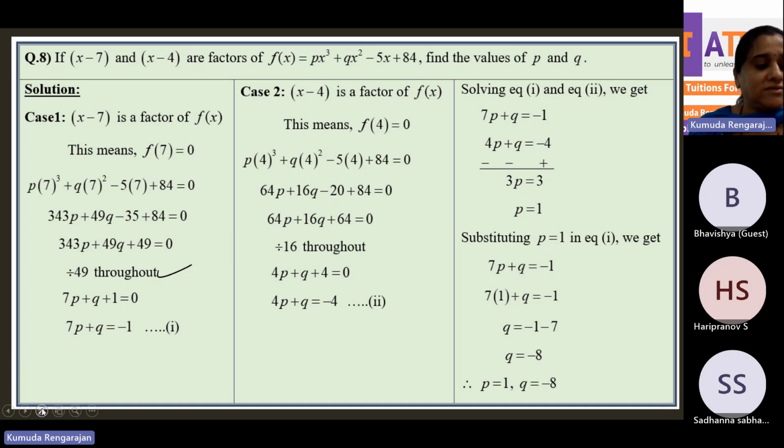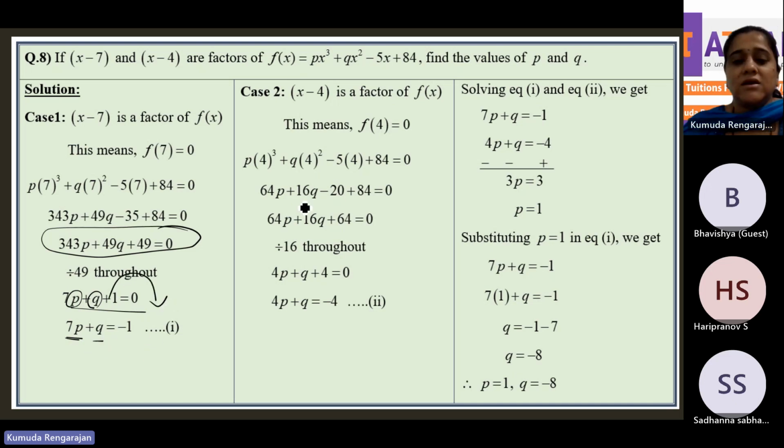So the new things in this answer are dividing this equation throughout by 49, simplifying the equation like that. And then in this equation, we have two unknowns, P and Q. So what we have to do is keep the P term and the Q term on one side and shift the constant to the other side. In the second equation also, we had to divide by 16 throughout. That is new to us. And we have a P term, a Q term, and a constant. So we have the P and Q terms on one side and we shift the constant to the other side.